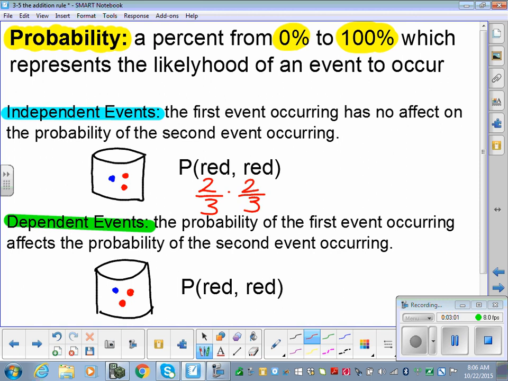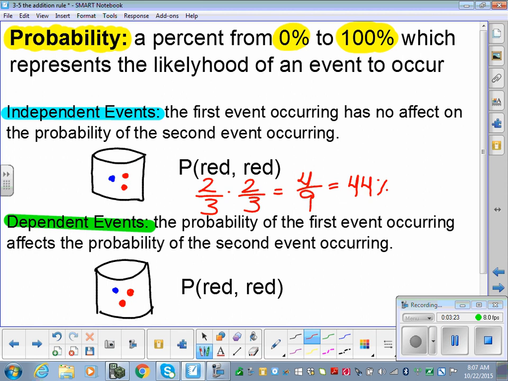So 2 out of 3. So we can multiply those individual probabilities. We're going to get 4 over 9, right? Everybody? If you needed to use your calculator, you could. So 4 divided by 9, and that's 44.4%. So I'm going to round to the whole percent. 44%. Questions on that?